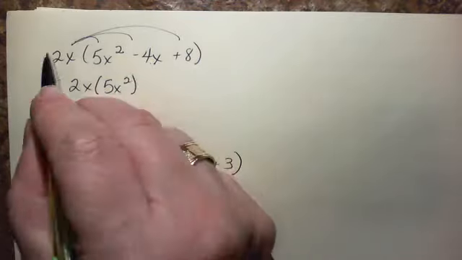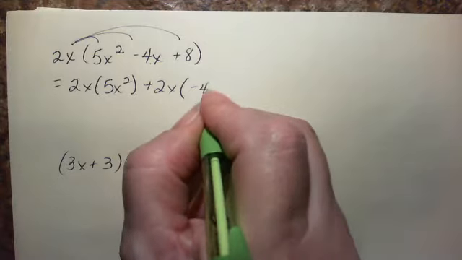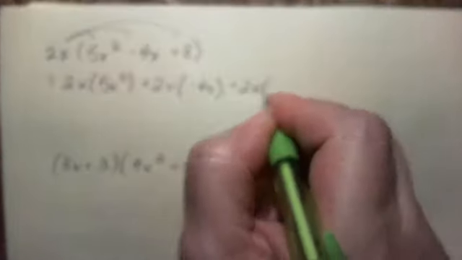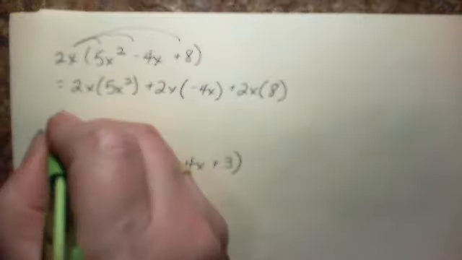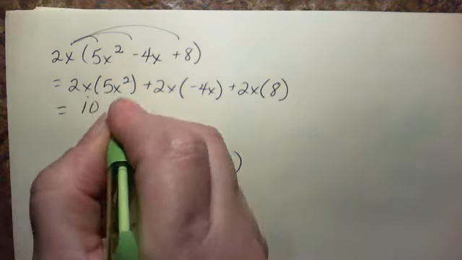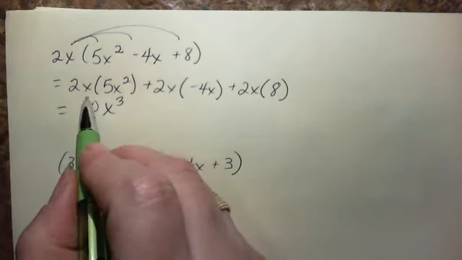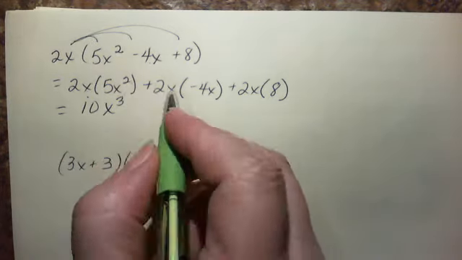And we're going to be multiplying again for another term. That's a positive 2x, so we would put plus 2x times the next term, negative 4x, plus 2x times the last term, which is 8. Alright, and now we perform the multiplication here. This is 2x times 5x squared, 2 times 5 for 10, x times x squared for x cubed. That's that product rule where we add the exponents when we multiply the same bases.